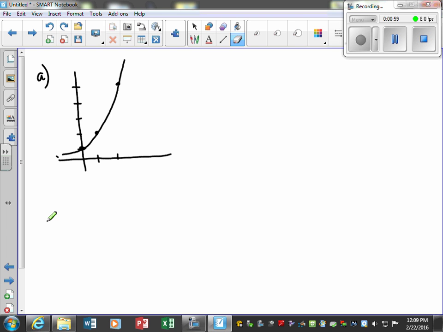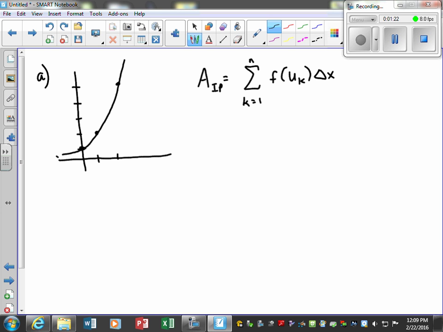And now we want to write down our formula, which is going to be area of an inscribed polygon is going to be the sum when k equals 1 to n of f of u_k delta x. Now we're going to fill this in. So k is equal to 1.